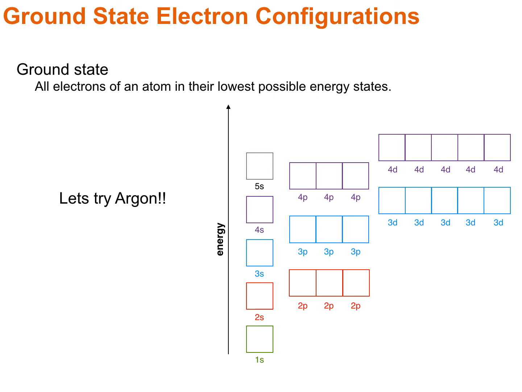So argon, if you look at the periodic table, argon has 18 electrons. So since argon has 18 electrons, the first n equals 1 is completely filled, n equals 2 is completely filled, and you will notice that n equals 3 has 3s2, 3p6. So our electron configuration is 1s2, 2s2, 2p6, 3s2, 3p6.